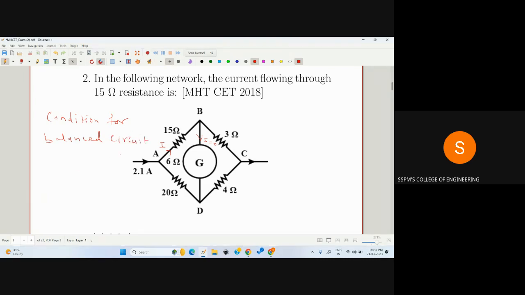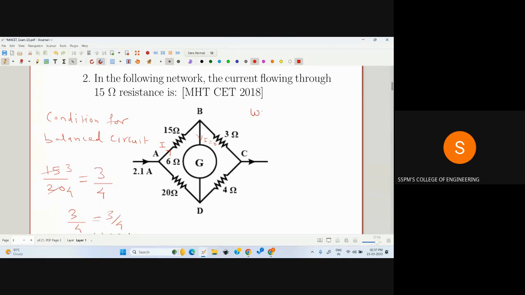15 divided by 20 is equal to 3 divided by 4. Now you know the 5 threes are 15 and 5 fours are 20. So this will be 3 by 4 is equal to 3 by 4. So we can say the Wheatstone bridge is balanced.